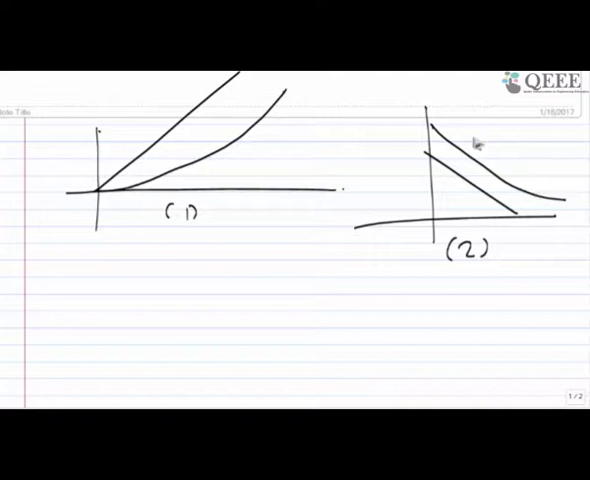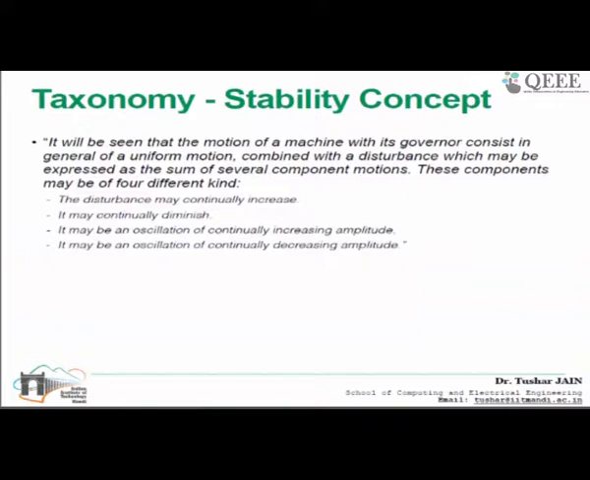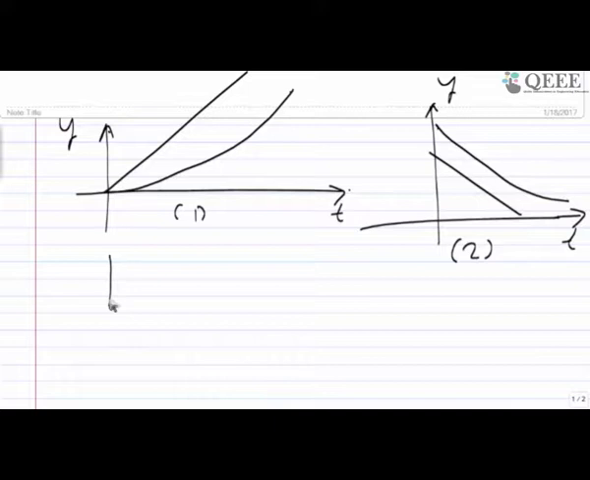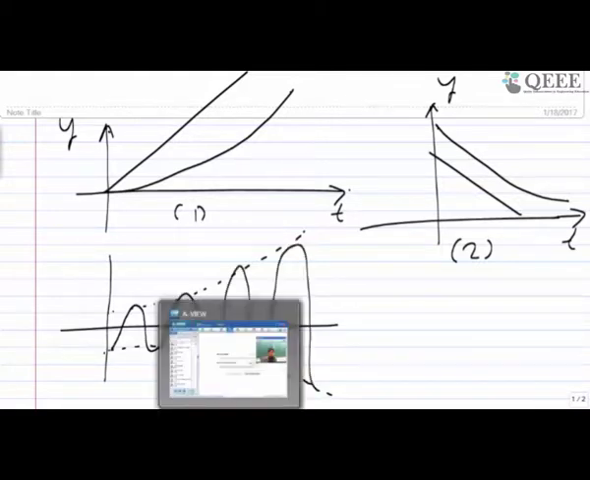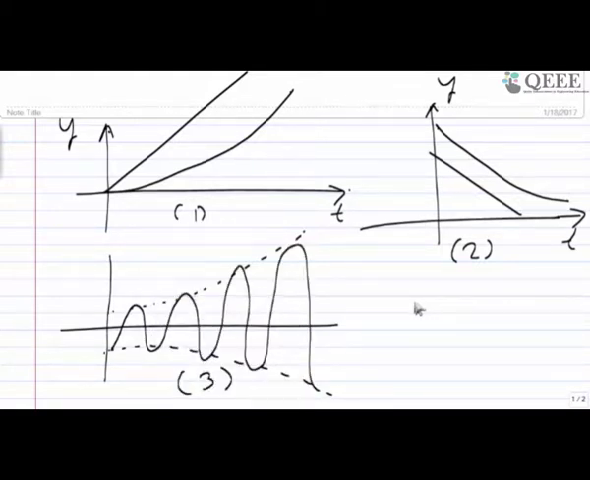We can see at this point that this is the time axis, the x-axis, and these are the responses. Third, it says it may be an oscillation of continually increasing amplitude. So let's say this is the third one, oscillation with increasing amplitude. If I start from this, you see there are oscillations and they are continuously increasing. The fourth one says continuous oscillation of decreasing amplitude.